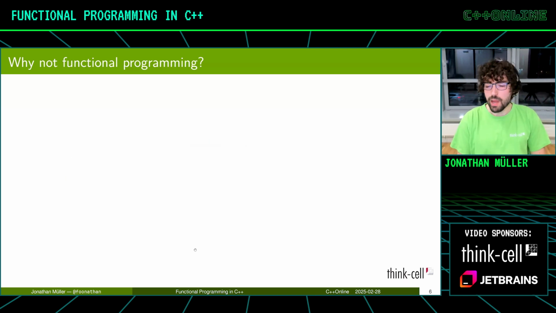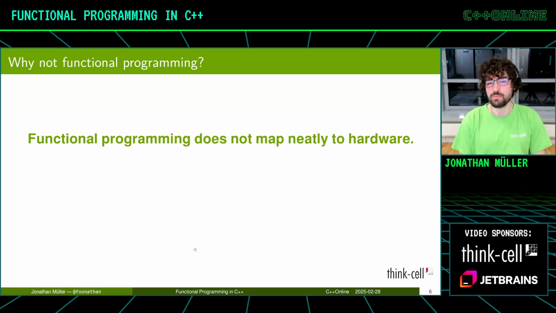So if functional programming is so great, why isn't this a functional programming conference, right? Like, why don't we use it everywhere? Well, we don't use it anywhere because fundamentally functional programming does not map neatly to hardware. The CPU is not functional. The CPU is imperative. It executes instructions.